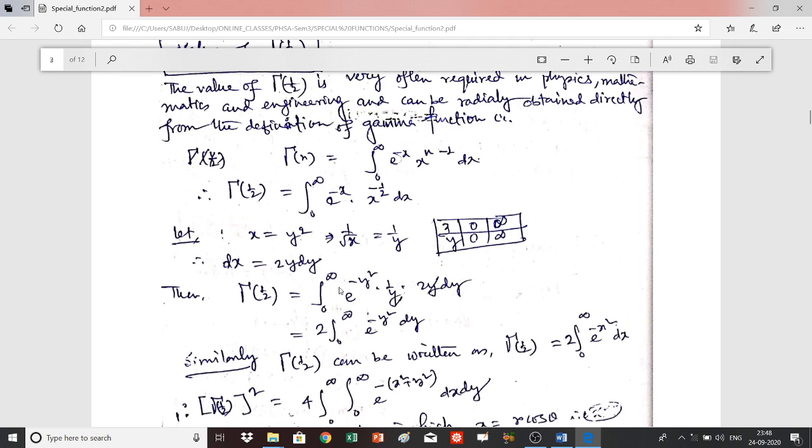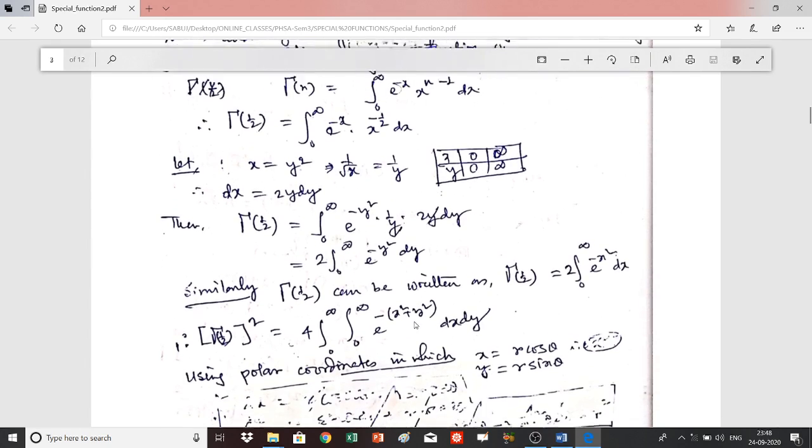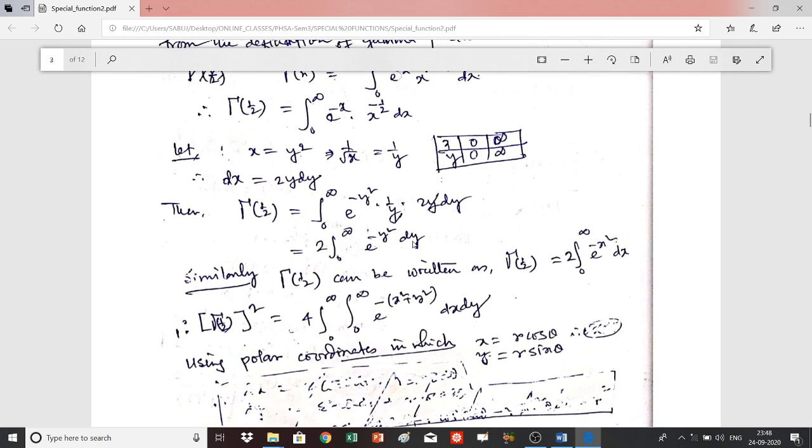After simplification, the y cancels out, and this will give you 2 into integral from 0 to infinity e to the minus y square dy. So this is also an important relation through which gamma half can be mathematically derived, and this is written here. Now if you consider another variable x instead of y, then gamma half can also be written as gamma half is equal to 2 into integral from 0 to infinity e to the minus x squared dx.